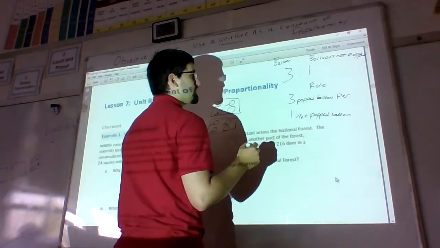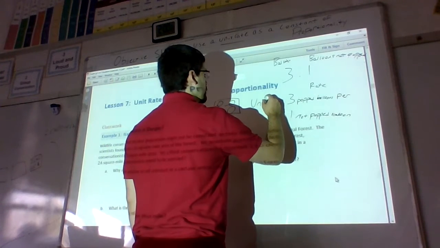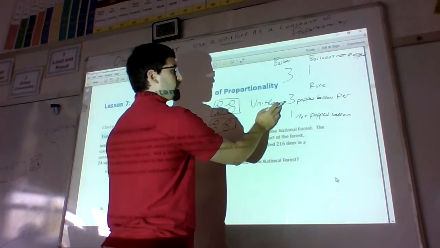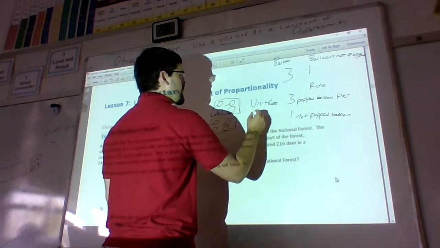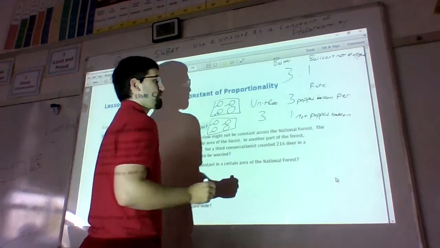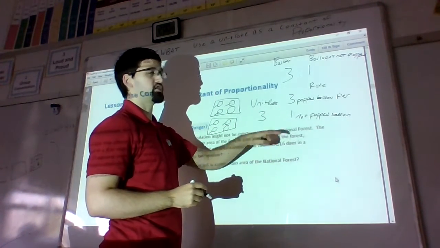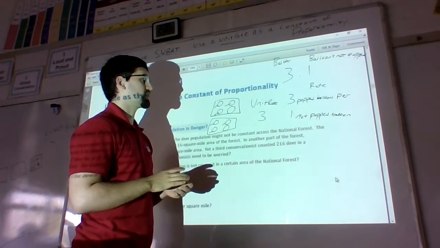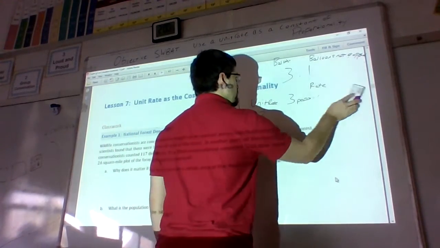The unit rate is actually even simpler. We just take the rate. The rate is 3 popped balloons per 1 not popped balloon, so the unit rate is just 3, because the unit rate says this first number out of 1. So our unit rate is 3, or 3:1.